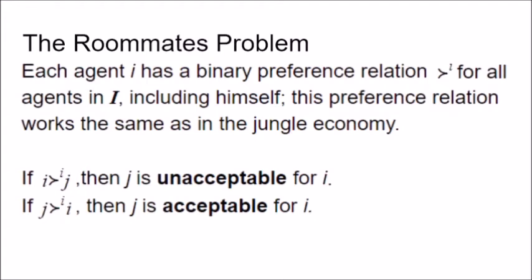The preference relation works the same as it did in a jungle economy. We would say that if I is preferred by agent I to J, that means agent I prefers being by himself than being with agent J. We would say this means that agent J is unacceptable for I. On the other hand, if agent J is preferred by I to I, in other words, I prefers being with agent J to being with himself, that means agent J is acceptable for I.